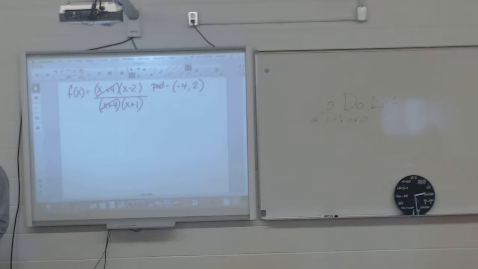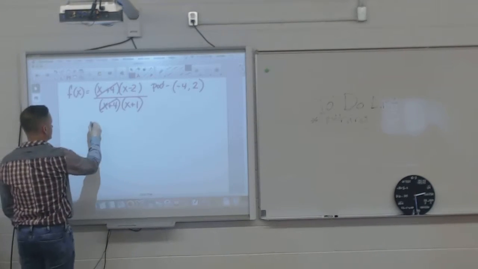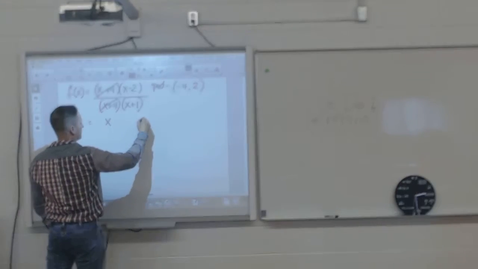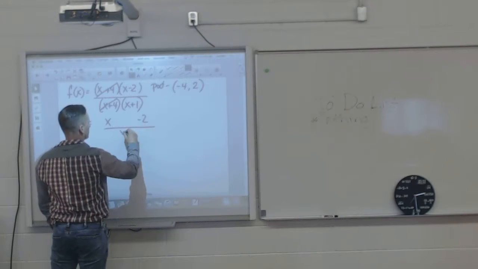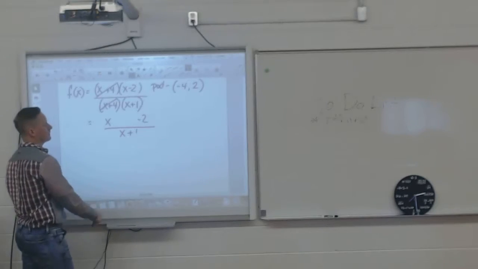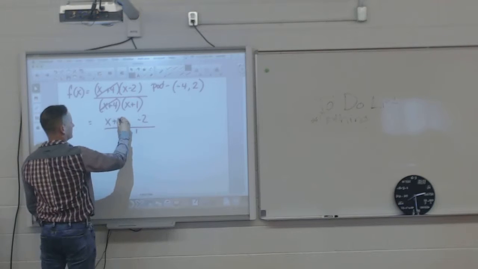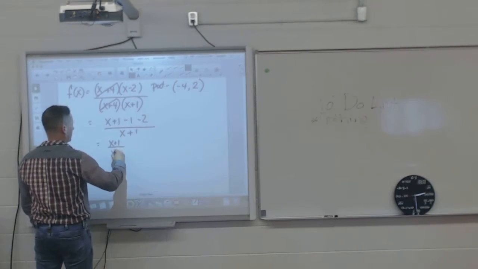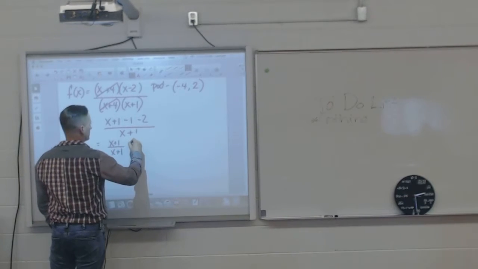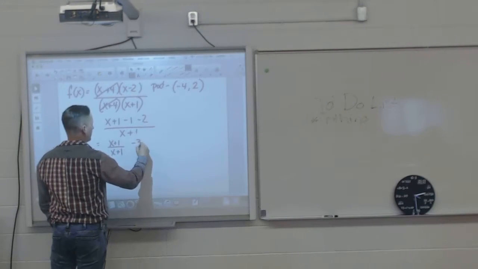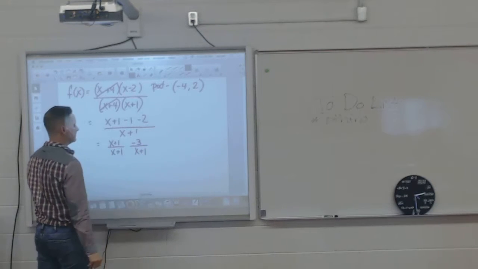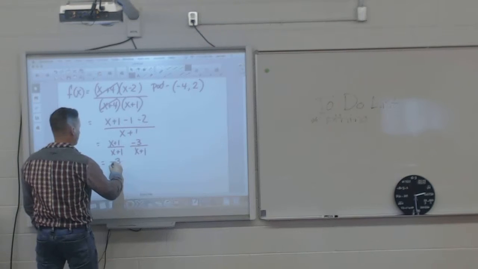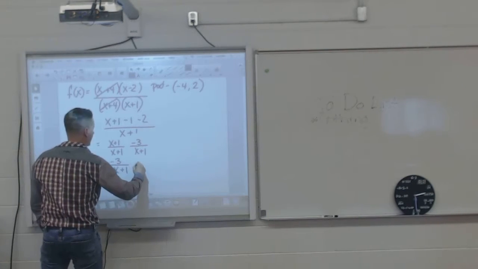But now I need to graph this. So what do I have to do? Remember what we did yesterday? Plus 1 and then minus 1. That gives me x plus 1 over x plus 1, and then I've got -3 over x plus 1. So my graph is -3 over x plus 1, add 1.